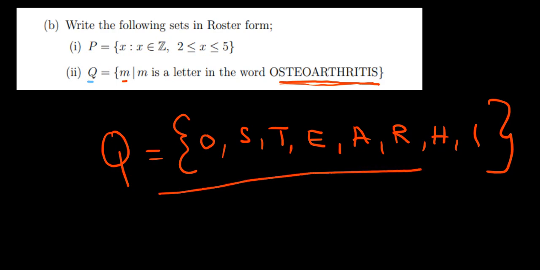I. Okay, so this is the set in roster form. This one is in terms of set builder, and this one here is roster form. You notice that for all those letters that are appearing twice, I'm just writing them once here. So we have two S's there, but here I've just written one. We have three T's, 1, 2, 3, but here I've just written one. So make sure that any letter that is repeating, you're just writing it what? Once. So the set Q will just be this set here.